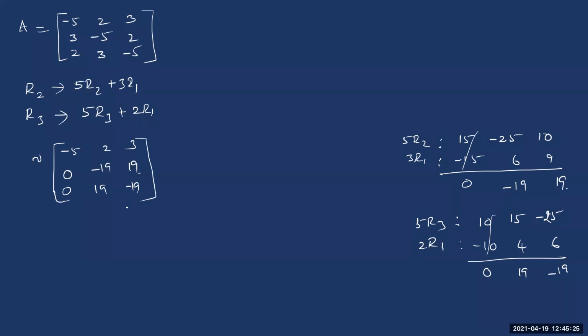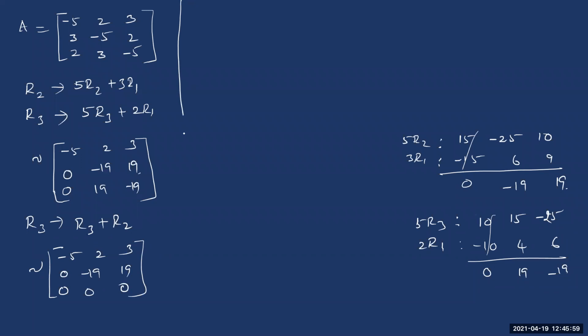Right, so it's still not in echelon form. Let's now make this 19 in the third row a 0. So that can be done with this operation. R3 changes to R3 plus R2. In R2, there is a minus 19. So because of this, see what happens to the next row. First row: minus 5, 2, 3, remains as it is. Then the second row, it is 0, minus 19 and plus 19. And when we add R3 and R2, we'll get this third row completely as 0. So right here, this is in echelon form.